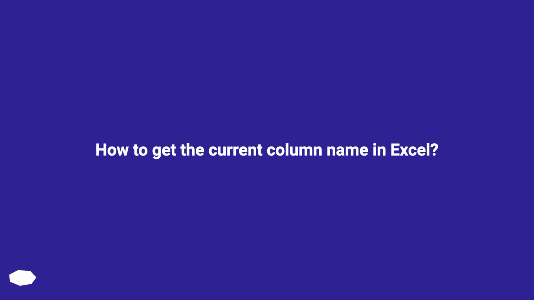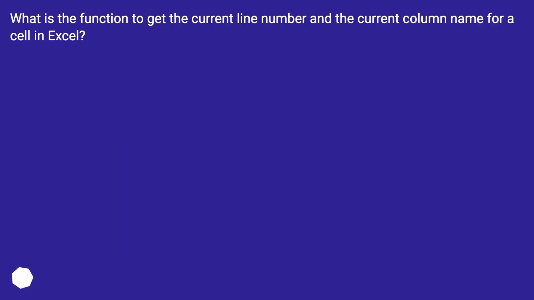How to get the current column name in Excel? What is the function to get the current line number and the current column name for a cell in Excel?